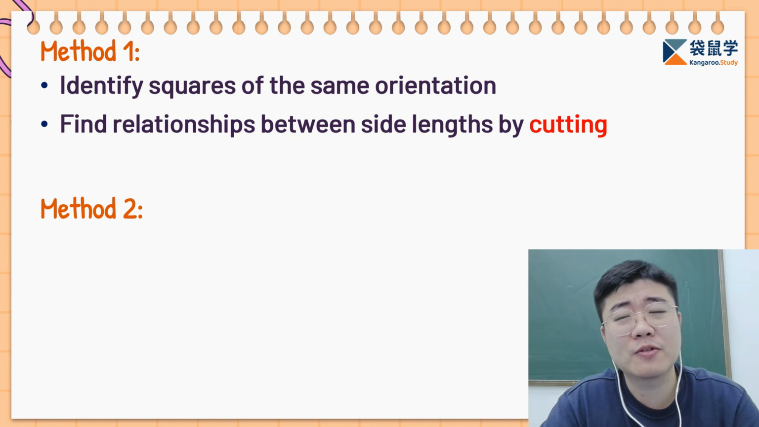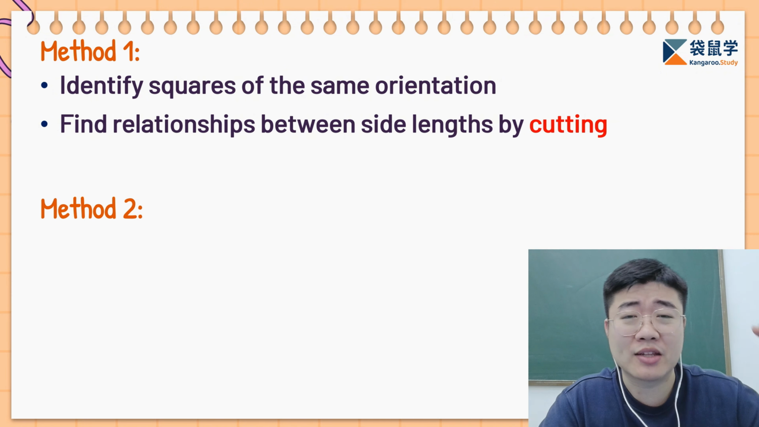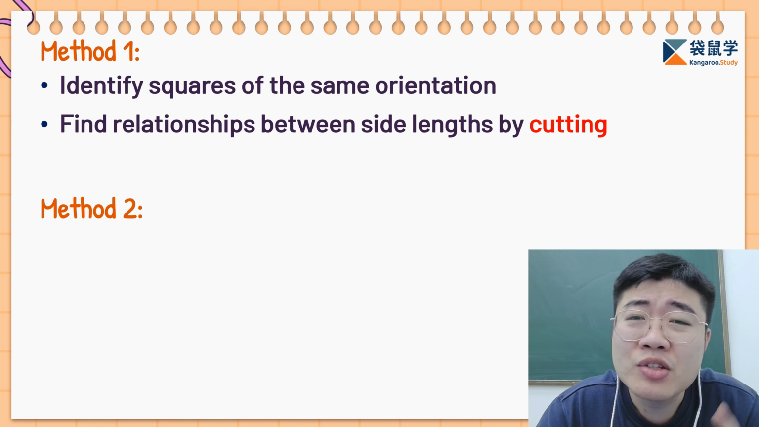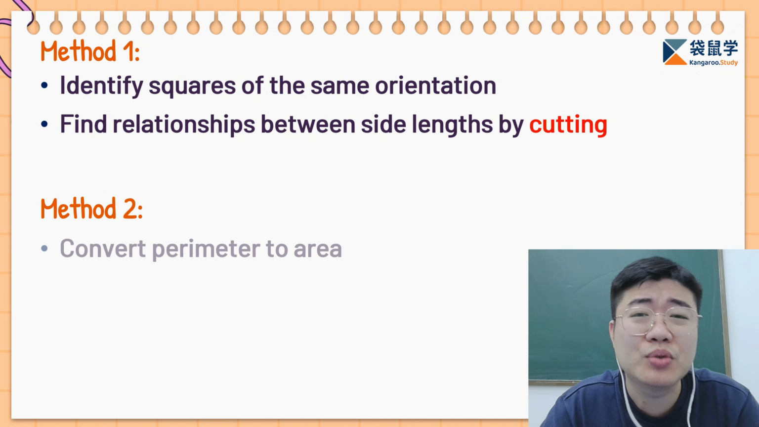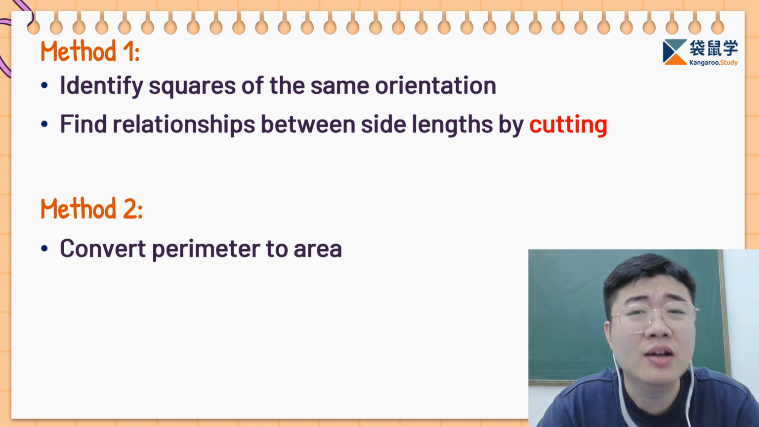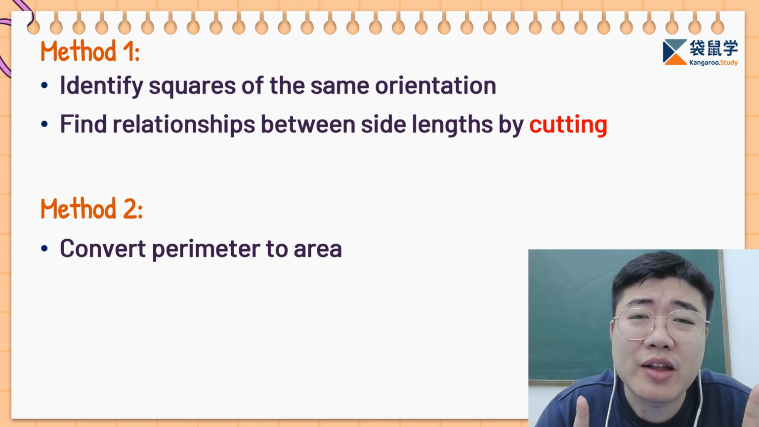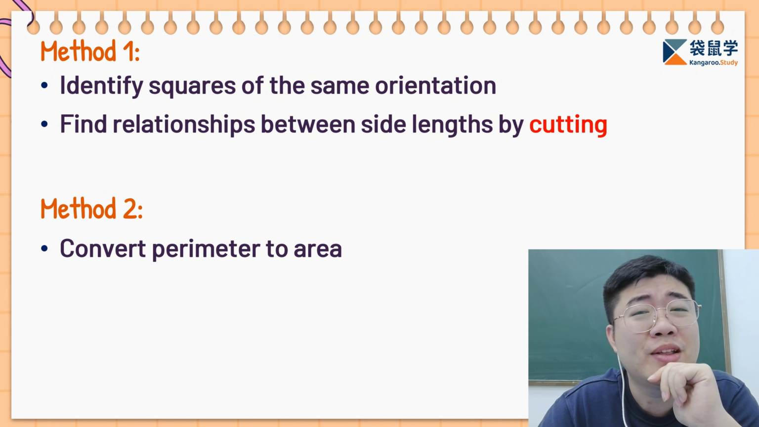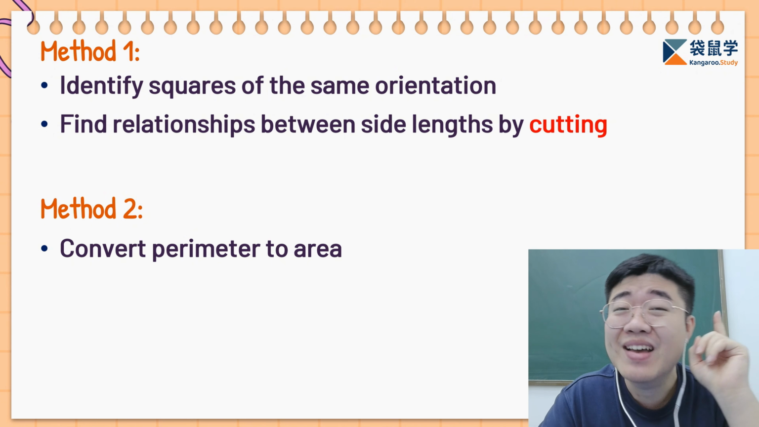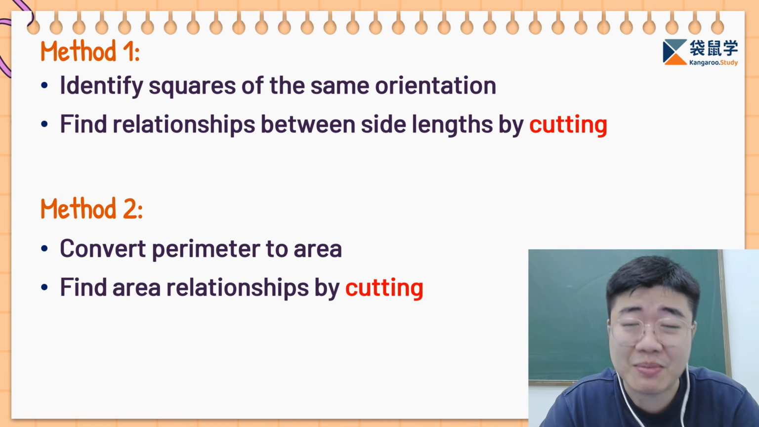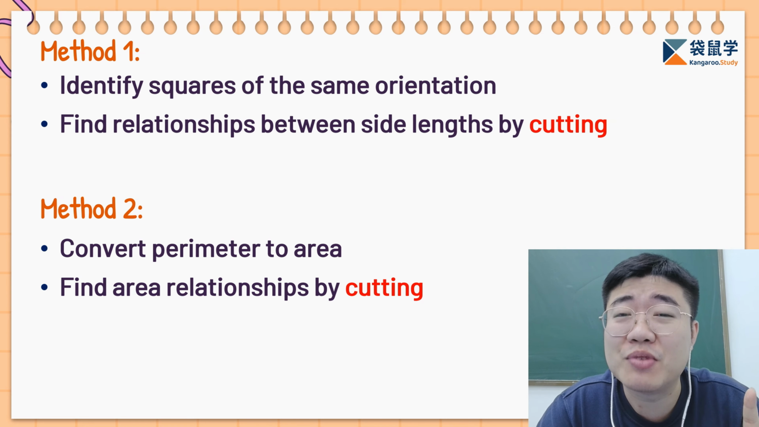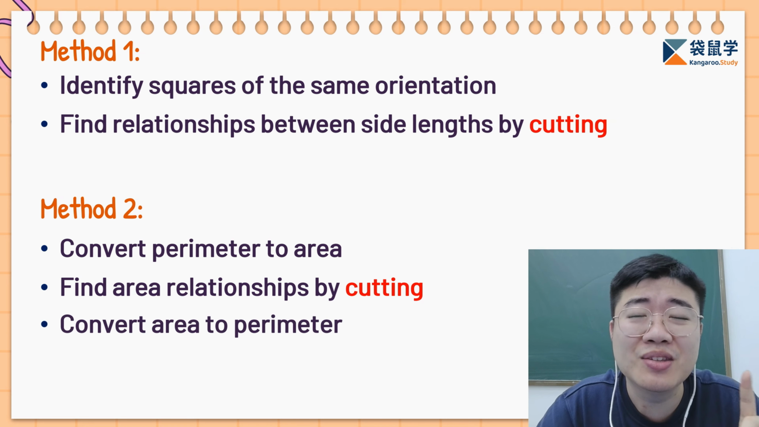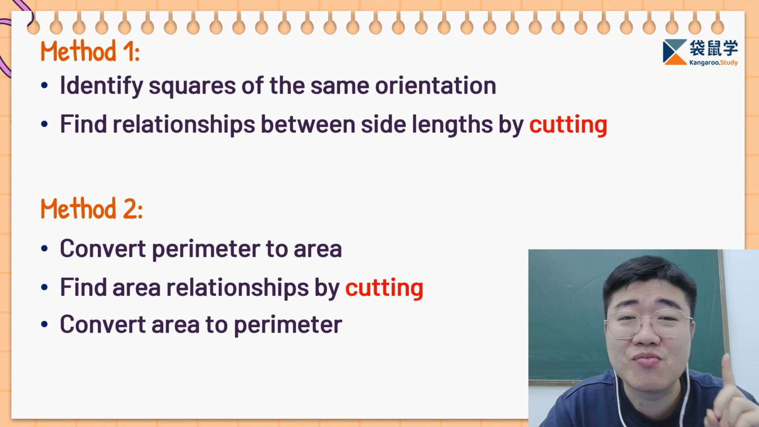Now, in the second method, we didn't compare those in the same orientation. We found the neighboring squares. So instead of comparing one side of the square, first we convert the perimeter into the areas. Or we compare area between the neighboring squares. And when we compare the areas between the neighboring squares, how do we find the relationships again? Oh, very good, everyone. We again use the same method, which is the cutting method. By cutting them into small triangles, we can compare the area relationships. Now, after we get the area of the bigger square, what do we do? We convert the area back into the perimeter, and from the perimeter, we can find one side of the bigger square.